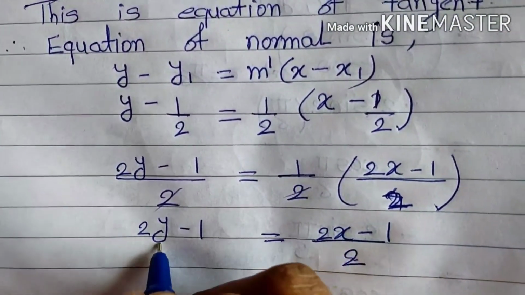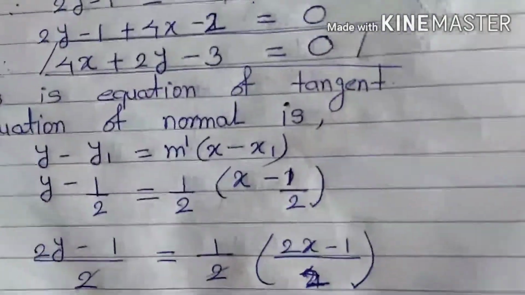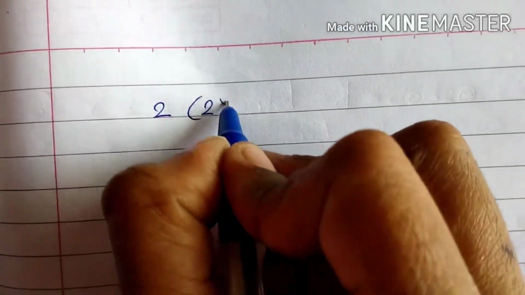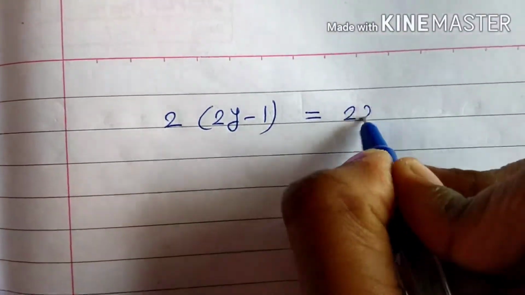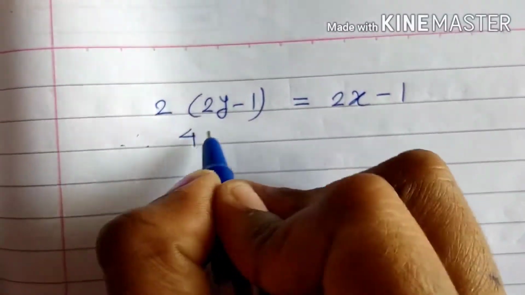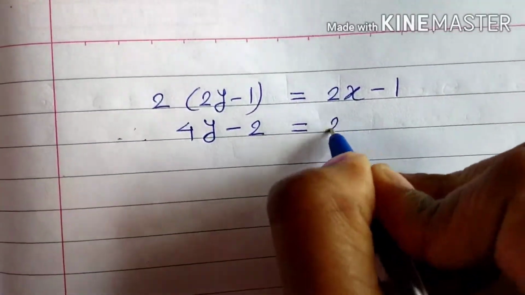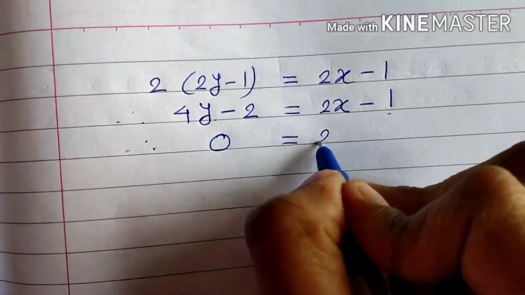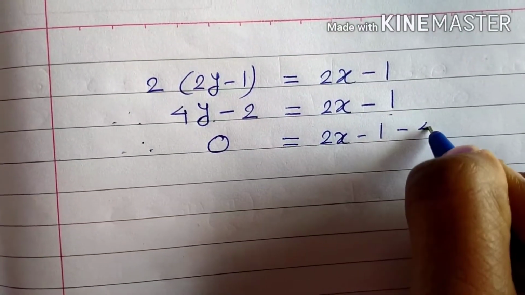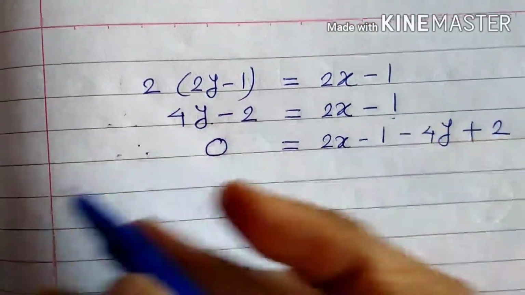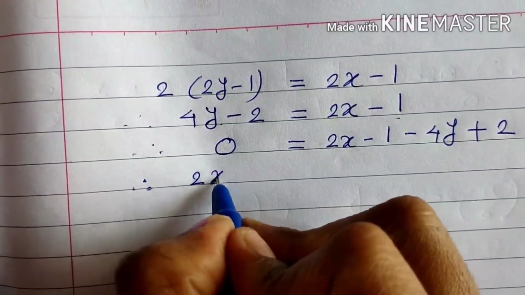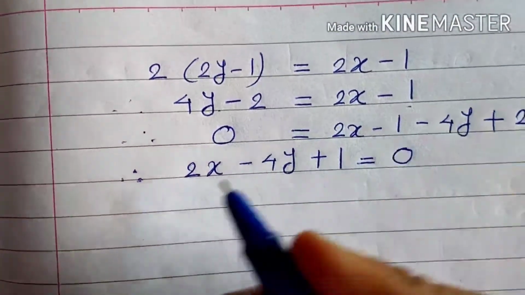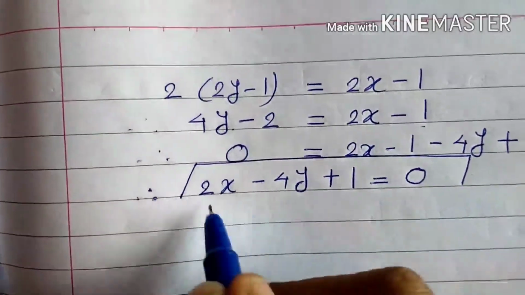So this upon 2, this 2 gets cancelled, only remaining 2y minus 1 is equal to 2x minus 1 upon 2. Now this 2 is multiplied here, so we get 2 into 2y minus 1 is equal to 2x minus 1. Therefore 4y minus 2 is equal to 2x minus 1. Take this on RHS side, so it will become 0. Write it properly. 2x minus 4y plus 1, which is equal to 0. So this is the equation of normal.